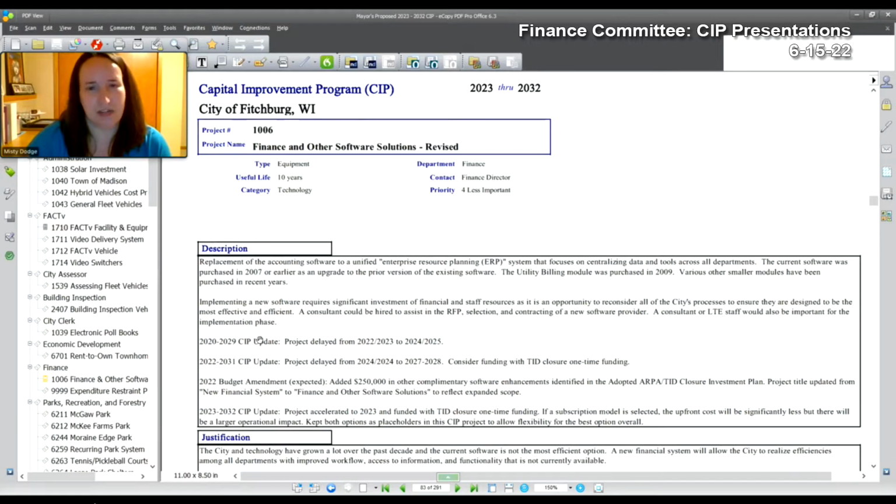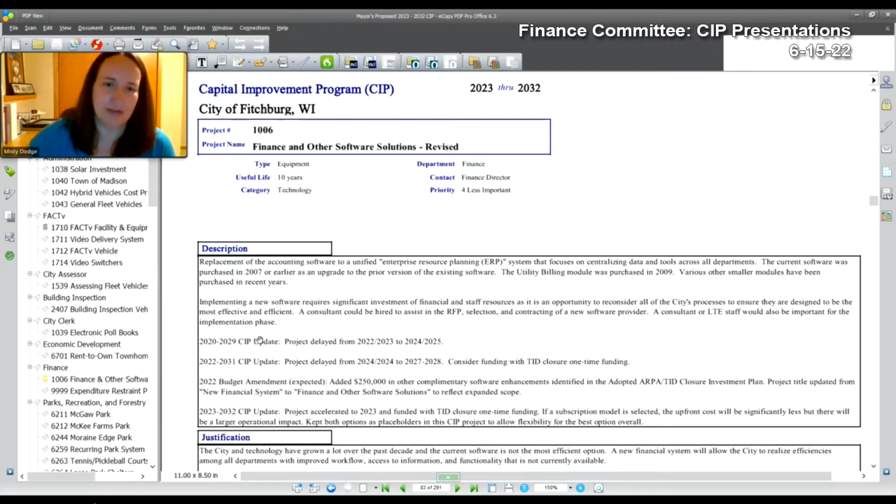During the ARPA TID closure investment plan, we did talk about additional software that could be beneficial to the city, and included in the 2022 budget amendment was $250,000 worth of what we call other complementary software. We put these together because whatever happens with that money will help drive what the best option is for the finance software as well.